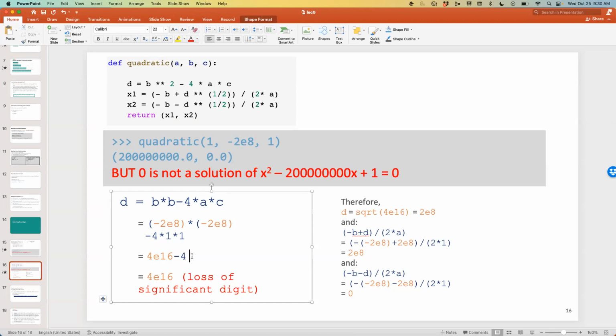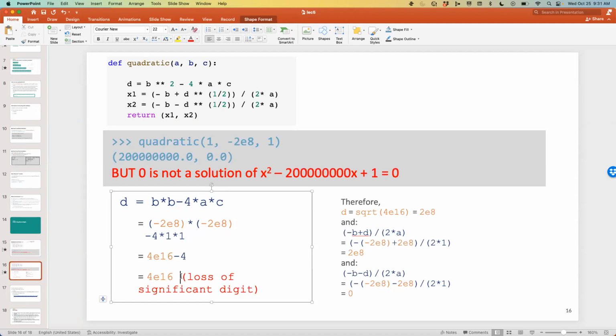Okay, one thing I want to mention here. 4e16 minus 4 means 4 times 10 to the power 16 minus 4. This is not a floating point number. This is an int, by the way. This is a whole number, 4 times 10 to the power 16 minus 4. However, this number is too big to be stored in Python as an int.